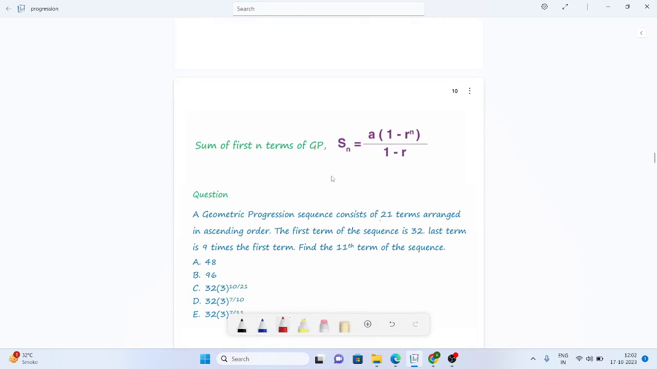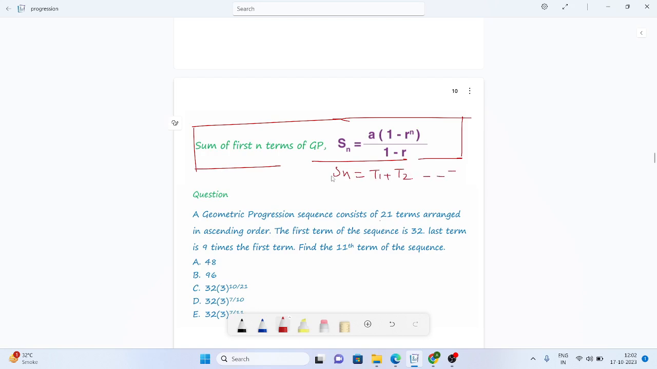So, sum of first n terms of a GP. The formula for the sum of the first n terms of a GP is Sn equals a(1 minus r to the power n) upon 1 minus r. Here Sn is term 1 plus term 2 plus up to Tn. This is the formula for finding the nth term of a GP. Okay.